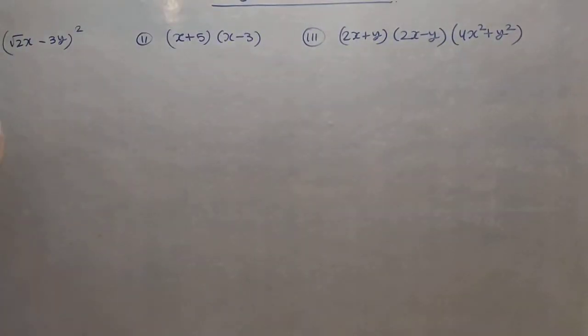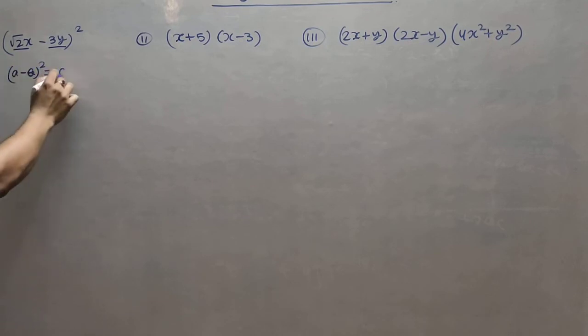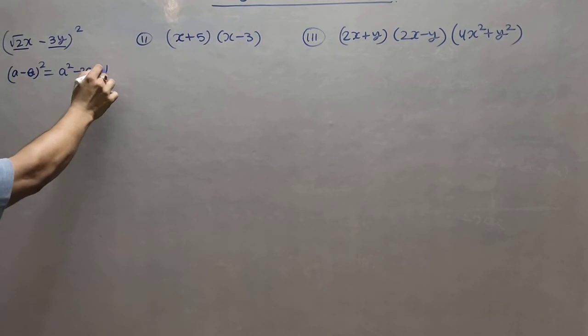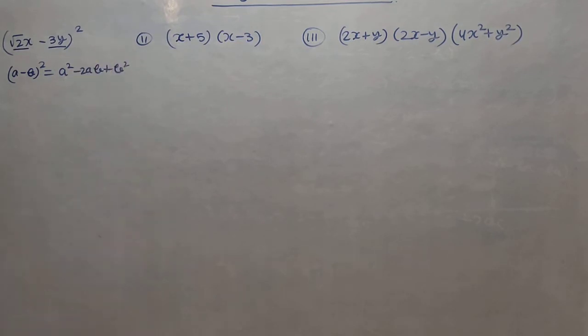So if you see there a and b, a minus b whole square. What do you mean by a minus b whole square? If you see, this under root 2x will work as a, right? So which identity are we using? a minus b whole square. It will be a square minus 2ab plus b square, right?